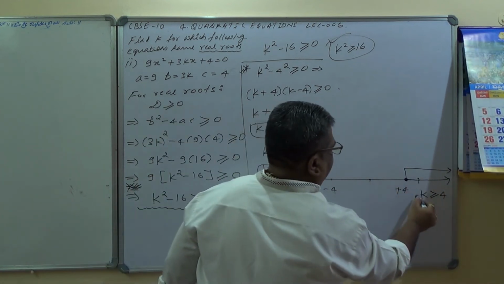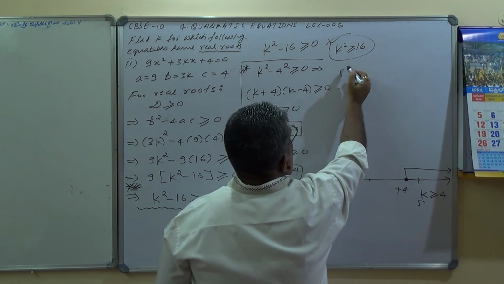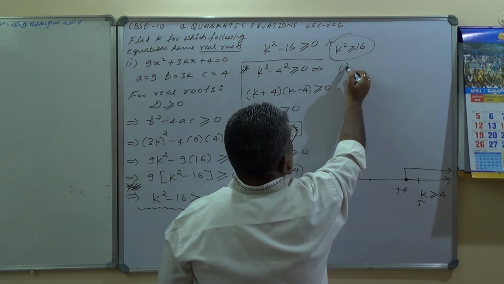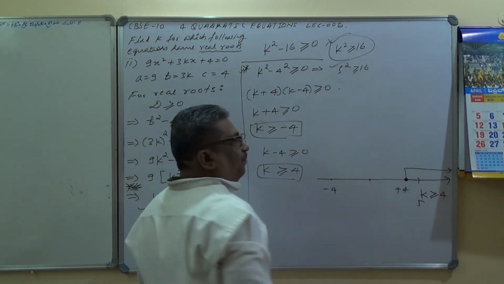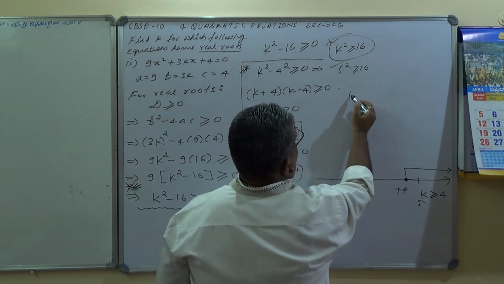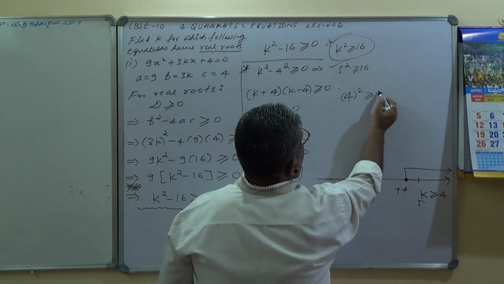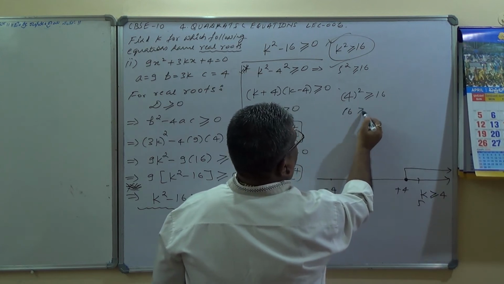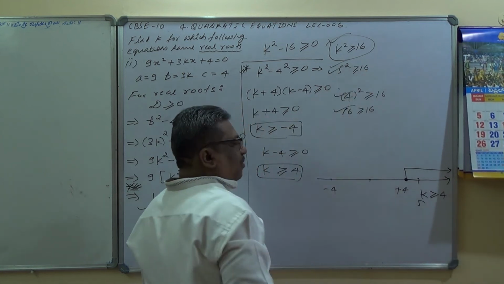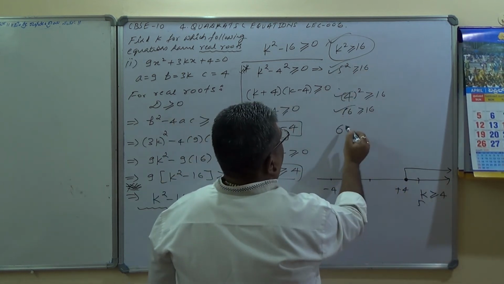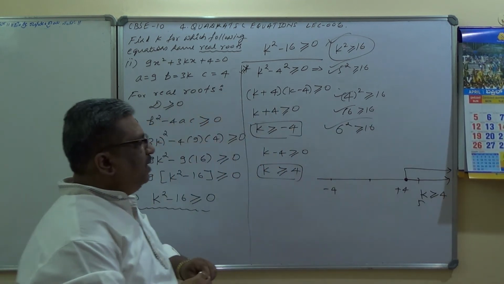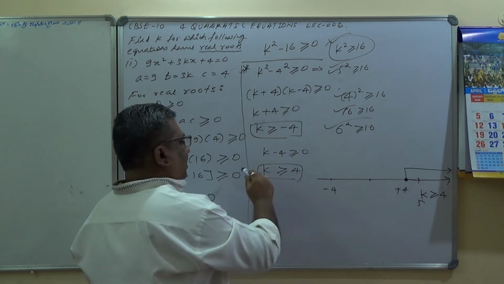Take 5 here. Put in this 5. 5 square is 25. If I put 5 square is greater than 16, yes, true. 4 you take for that matter because it is greater than or equal to 4. So 4 the whole square should be greater than or equal to 16. 16 greater than or equal to 16. Greater than or equal to is also there, so this is also okay, this is also okay, this is also okay. 6 you take. 6 square is greater than 16. Okay, this is also okay. This side with this condition, okay.